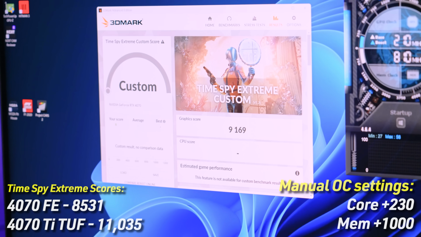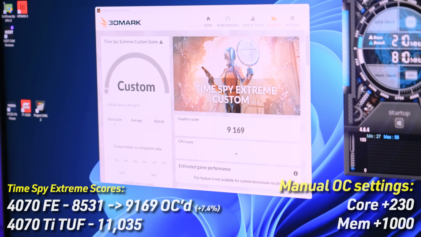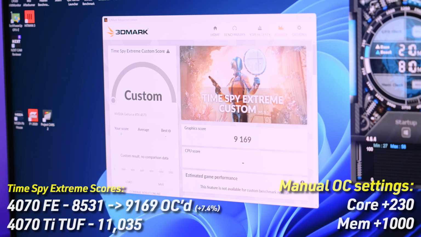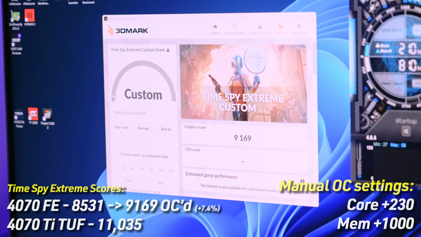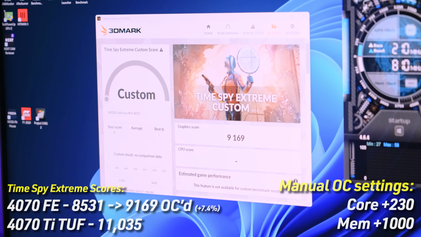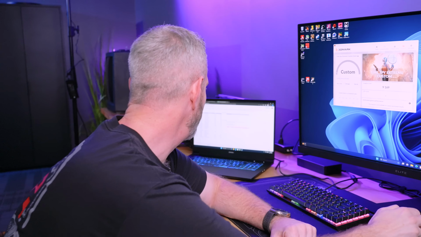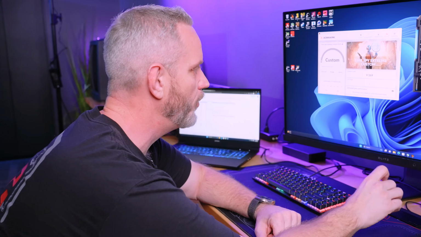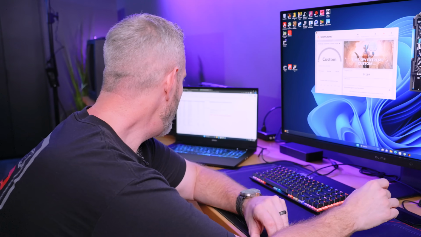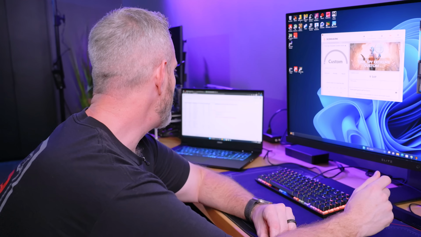So we went from an 8531 to a 9169. So yeah, to a 9169, that's not a lot. It's about 630 points, 638 points, something like that. That's a far cry from the 11,035 we needed.